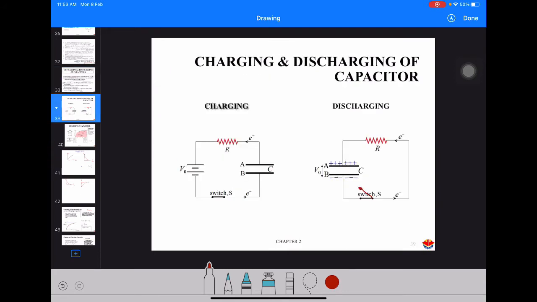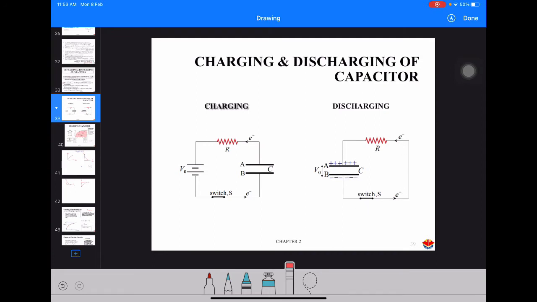So this is an example of a charging and discharging circuit. For charging, it is connected to a power supply. The switch is closed and you will see the electron flow initially. And then this one is for discharging. Actually, the switch is still closed, except now they remove the power supply. So when they remove the power supply, the circuit needs to be complete as well.